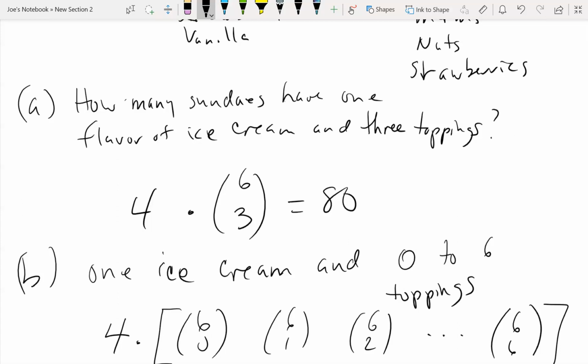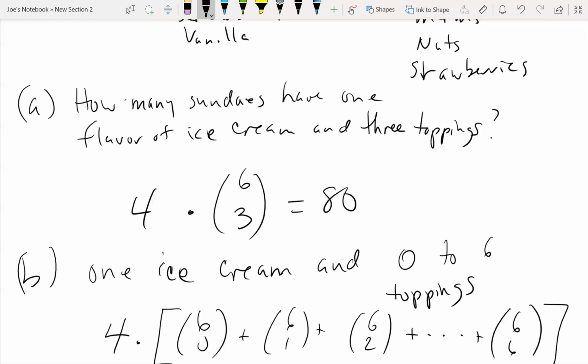Well, I can't choose 0 and 1 at the same time, right? It's either or. So if I want to count those, I could add them together and get that answer. Now that's a lot of computation, isn't it? So we can think of that a different way. How many total toppings are there? 6, right? So let's think about it in terms of making selections again.